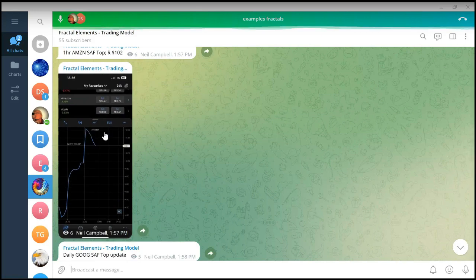1, 2, 3, 4, 5. Okay, that's the top there. You get the bottom there. If it goes beyond the top, that's the top reversal. Initial target would be support here. We've seen this before earlier.